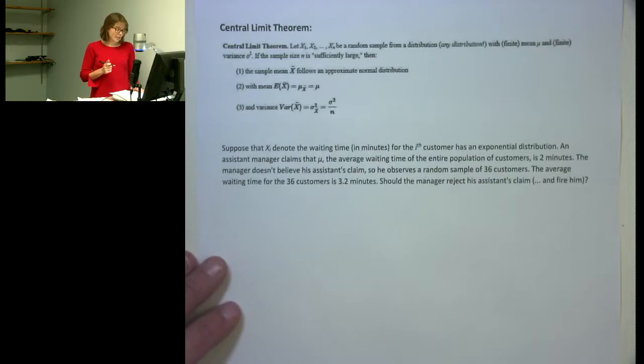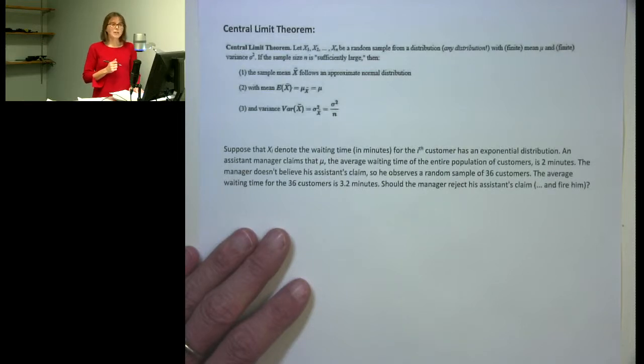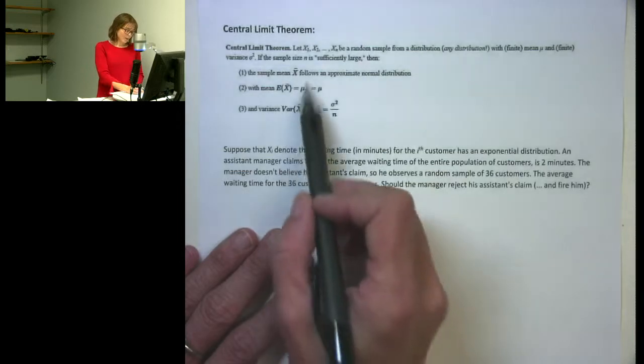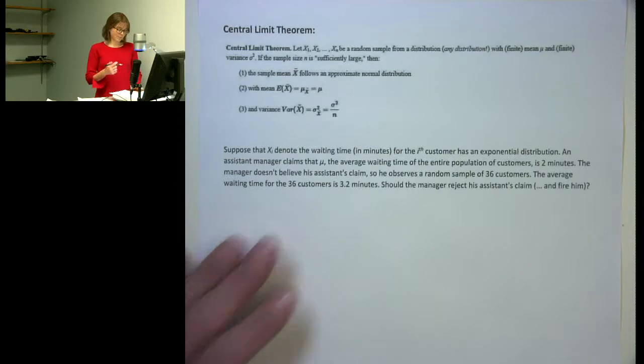So we can use this to find approximate probabilities by approximating the distribution of the sample mean with a normal distribution. And that approximation will be better the larger our sample size is. If our sample size is very small, it's probably not a very good approximation unless we're sampling from a normal population. If we have a large sample size, then it's probably a very good approximation.